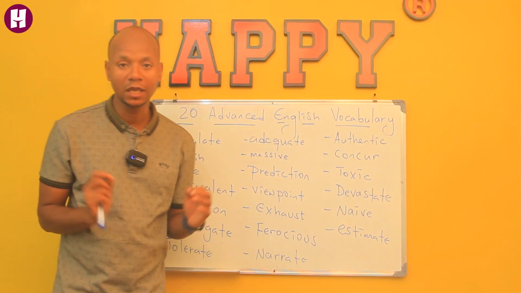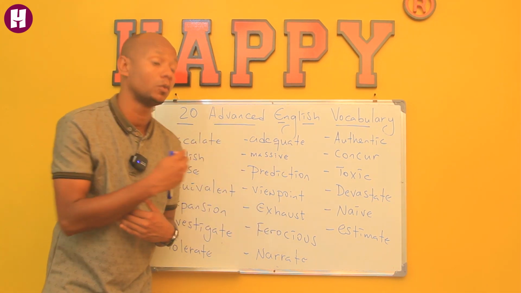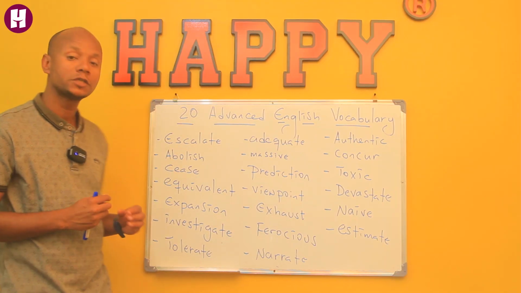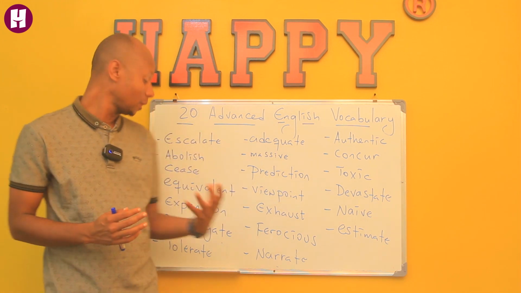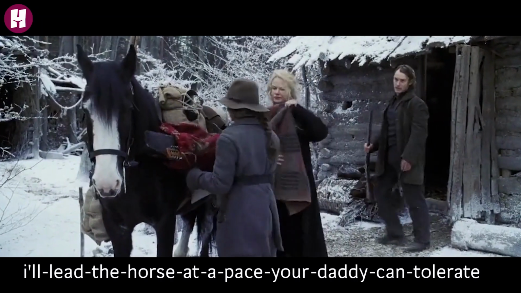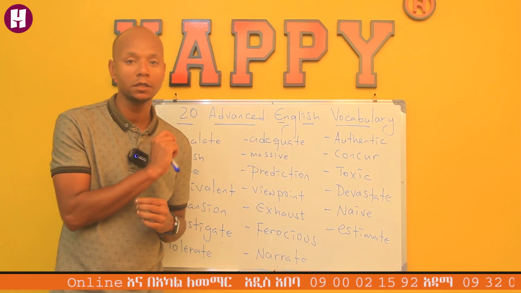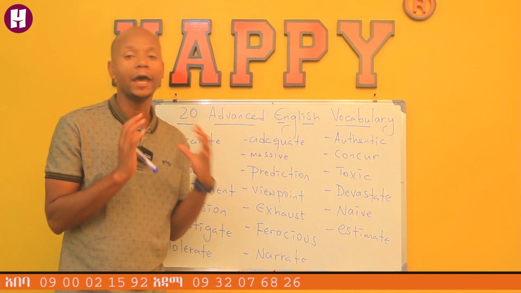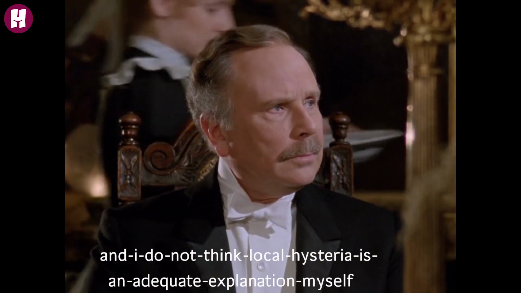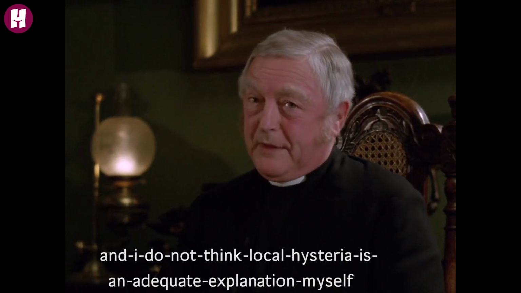The next one, investigate. Investigate means ምርመራ. To dig down. Hey, I mean, you're the expert, so investigate all you want. Okay. Next one, tolerate. To tolerate means ማቻቻል. I'll lead the horse at a pace your daddy can tolerate. Okay. Adequate. If you remember the last video, we had a word inadequate in that video. So adequate means በቂ. Inadequate, በቂ ያልሆነ. And I do not think local hysteria is an adequate explanation myself.